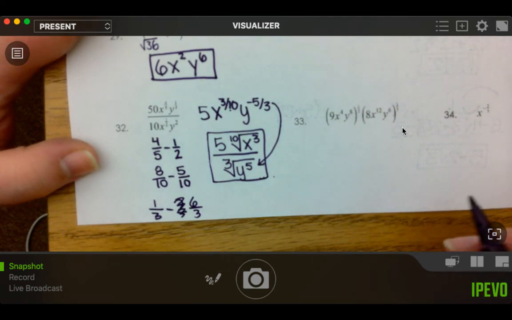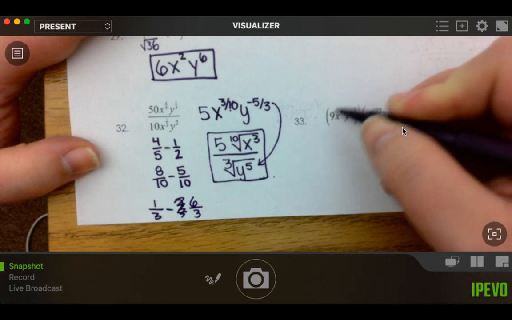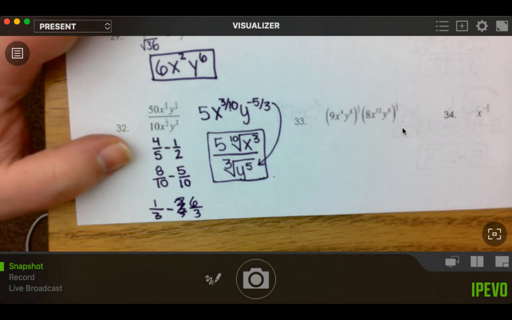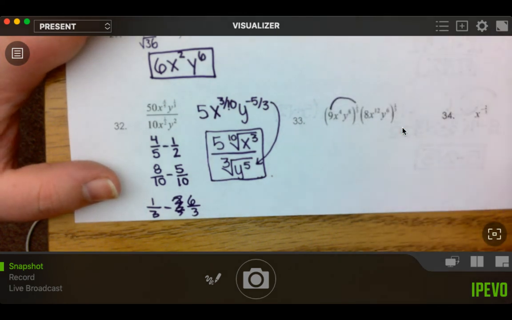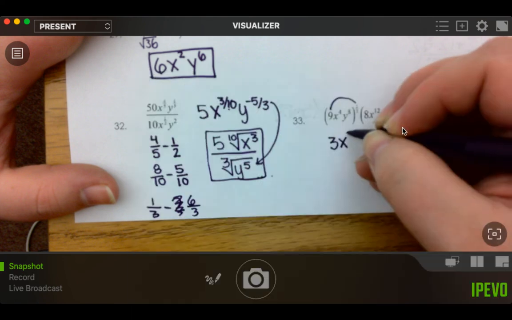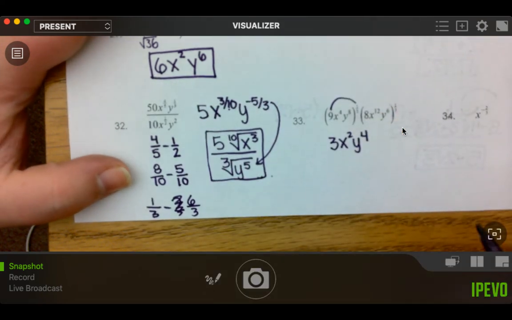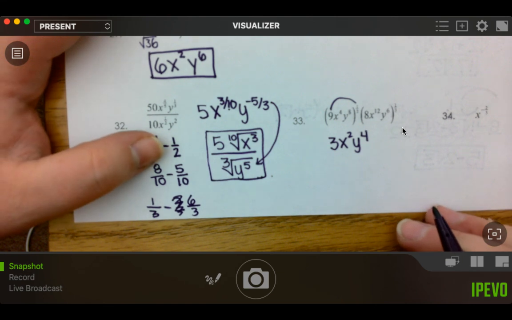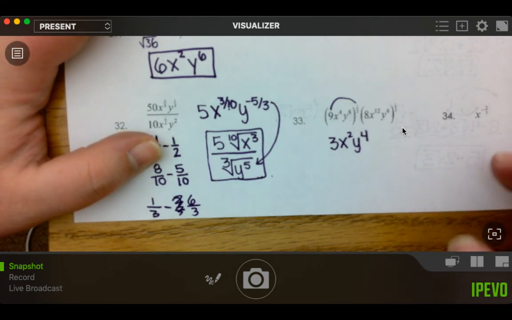And then I will do number 33 as well. This 1/2, I'm going to get rid of the parentheses first. It's always a good idea if you're stuck. This 1/2 takes the square root of 9, which is 3. And then it takes half of each of those exponents. So instead of 4 and 8, now they're going to be 2 and 4. Half of 4 is 2, half of 8 is 4.